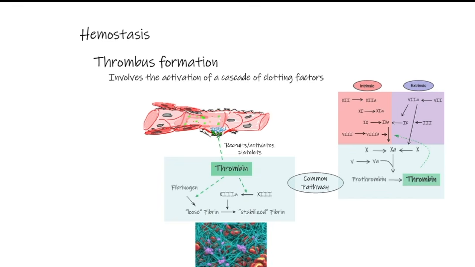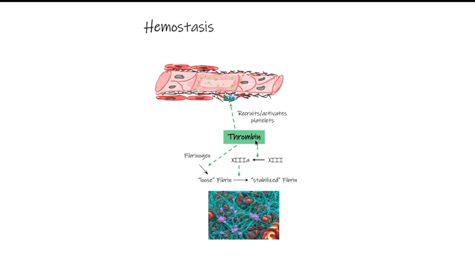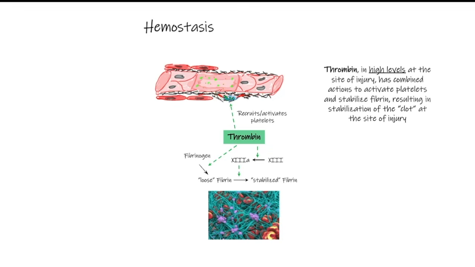I've highlighted in blue what's referred to as the common pathway. So thrombin has a central role at the site of injury promoting hemostasis. So thrombin is in high levels at the site of injury, and these combined actions to activate platelets, stabilize fibrin, result in stabilization of the clot at the site of injury.